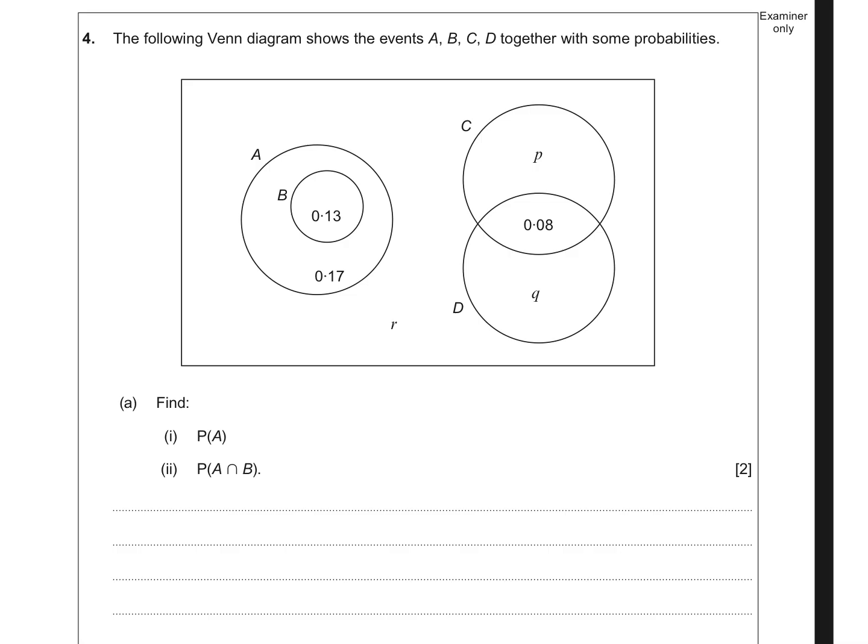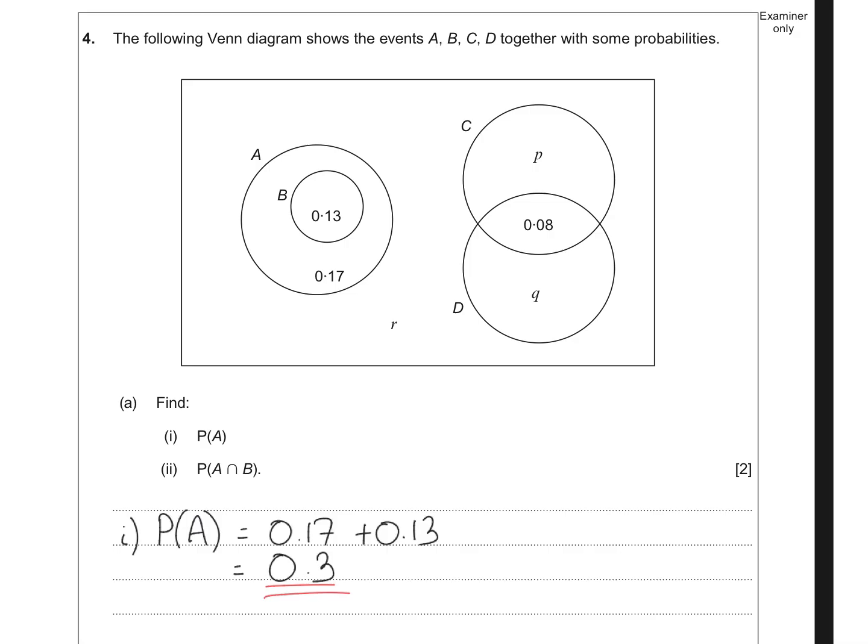There's a nice easy start. So A, purely A happening, so A without B happening, happens 0.17 of the time. So then we've also got to consider B happening. So the probability of A is everything in the A circle, which is 0.17 plus 0.13, which is 0.3. I think a lot of people would write the 0.17 here, but you've got to remember A is everything within the A circle, all the different bits, even if there's a subset, or particularly if there's a subset.